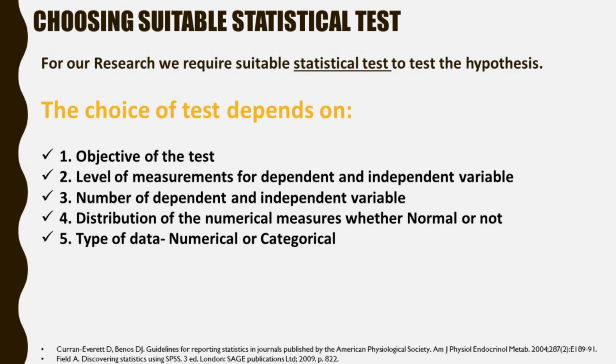That means, for what purpose we are going to apply the test. Either we are going to correlate, or we are going to compare. So we want to compare the means, or we want to compare the groups, or we want to correlate the trend in the linear regression, like this. So the objective of the test should be clear. Based upon the type of objective, we can choose the statistical test.